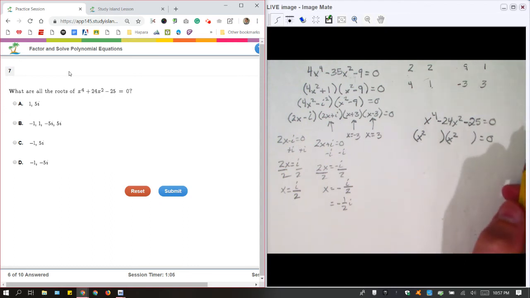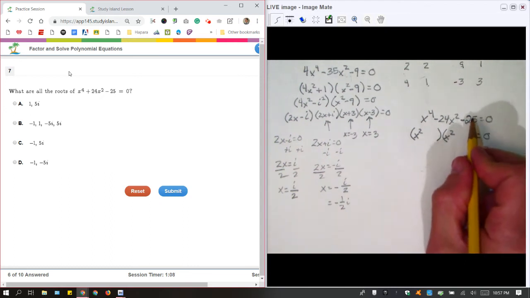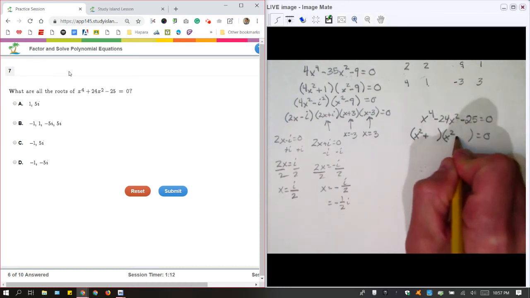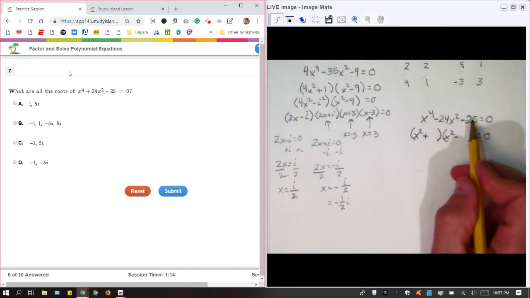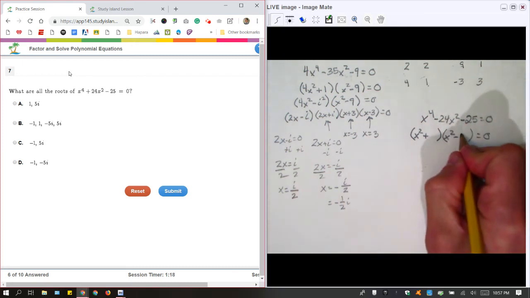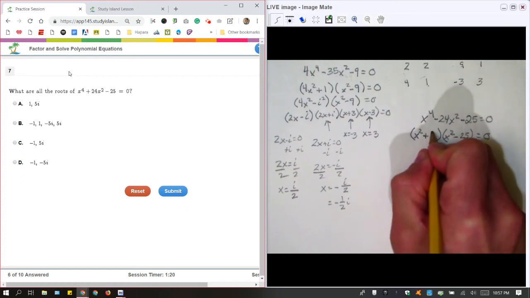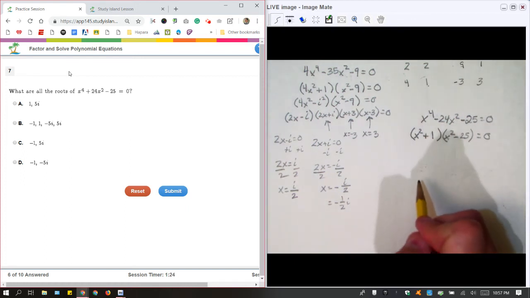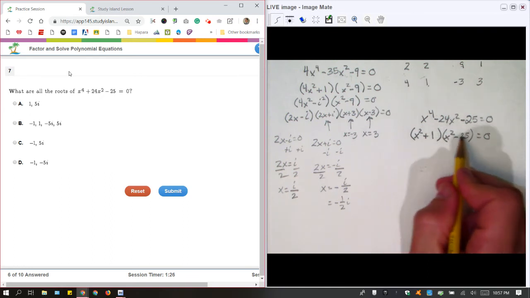So now all you have to do is figure out what multiplies to be negative 25. So it's going to be 1 positive and 1 negative. What multiplies to be negative 25 and adds together to be negative 24? Well, it's going to be negative 25 and positive 1. It's the only two factors of 25 that are 24 apart. So now I have x squared plus 1 and x squared minus 25.